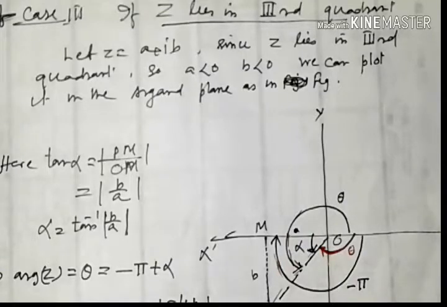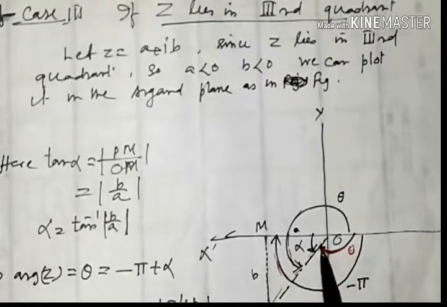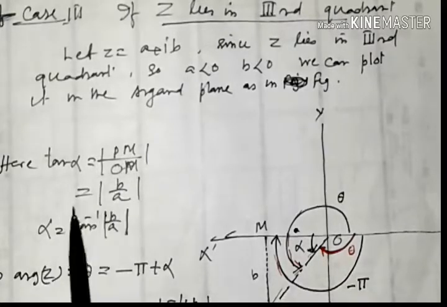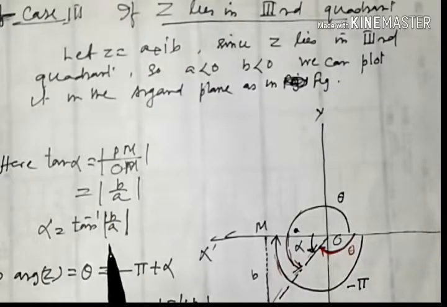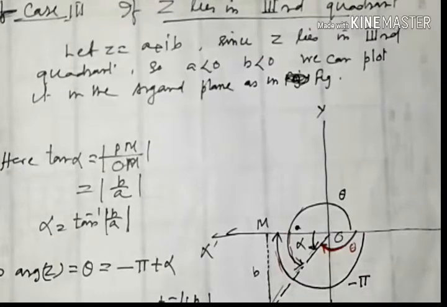That is, first, second, this is the third quadrant. Here a is less than 0 and b is less than 0. Therefore, this point is there. And if we draw the perpendicular PM, with OM as the base, we get a right triangle, and we take this angle as alpha. Therefore, tan alpha is b by a, the same as above.